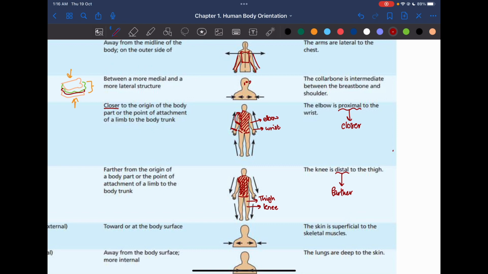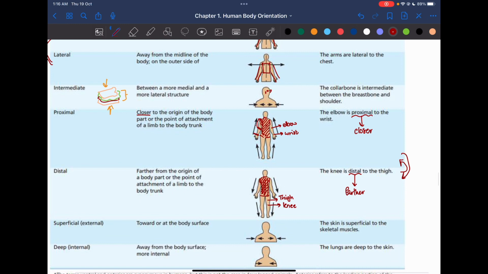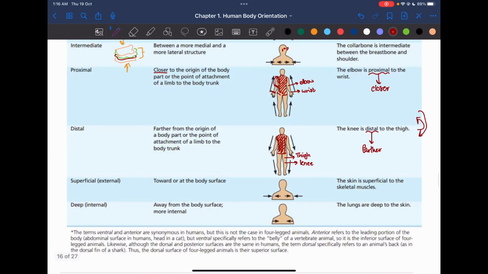Again, they can also mix these terms. They can literally say the thigh is proximal to the knee. And as I said, these two refer to the body trunk, comparing both of them to the body trunk. You obviously know these two, superficial or external, meaning toward or at the surface of the body. These usually refer to layers. So the skin is superficial to the skeletal muscles. Obviously, you know that, so I don't think these two need any explanation.